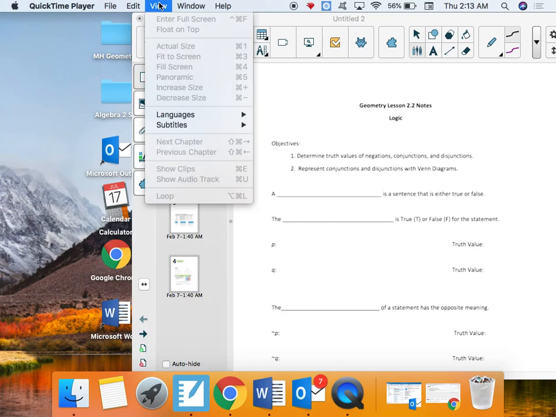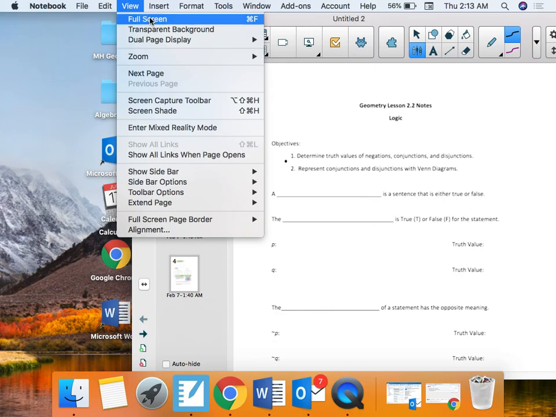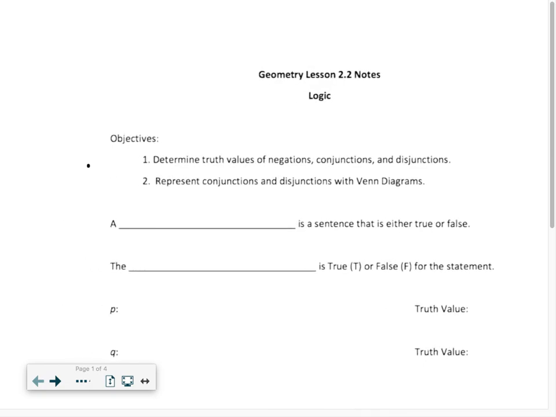Good morning, everyone. Today we're going to go ahead and look at the 2.2 notes, which is about logic. Okay, our objectives will be to determine truth values of negations.